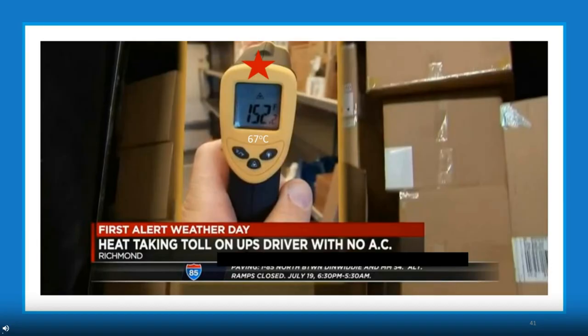And the reason it's so important to understand the effect that temperature can have on these specimens is because this was taken on July 19th of last year, during the height of some of the COVID issues that we were having in the United States.